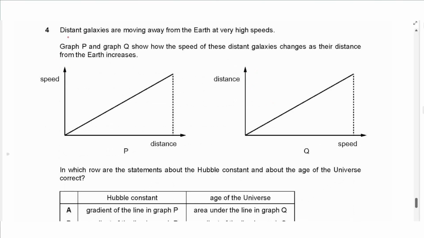The last question says, the distant galaxies are moving away from the Earth at very high speeds. Graph P and graph Q show how the speed of these distant galaxies changes as their distance from the Earth increases. According to Hubble's law, speed is equal to the Hubble constant multiplied by distance. So it's a straight line through the origin, since it's a direct relation between speed and distance, or relative speed and relative distance. In which row are statements about the Hubble constant and about the age of the universe correct?